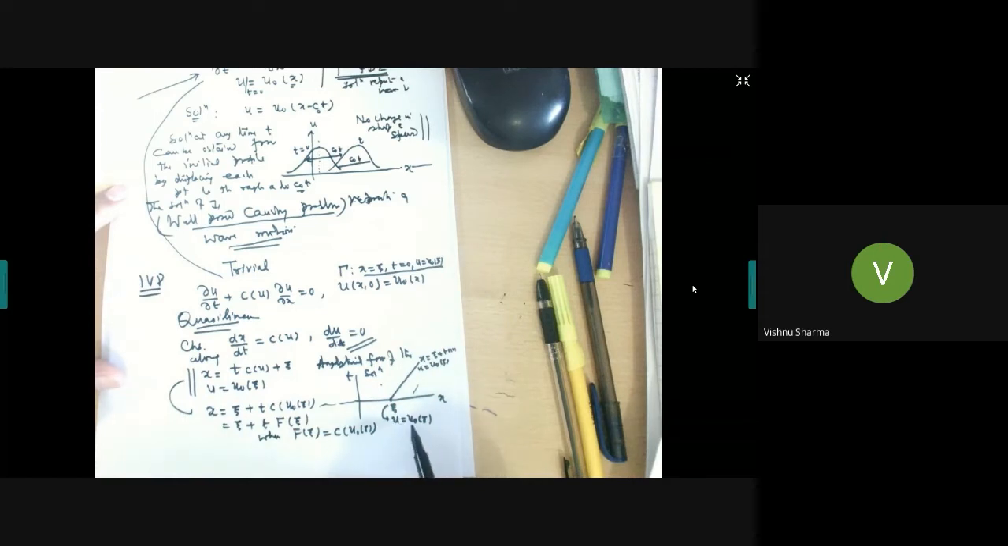Whatever the information is, characteristics, they are the wavelets, right? They are the moving wavelets, along which the information gets carried. Along which you get the same information which is available here at t equal to 0. They are the moving wavelets, and the behavior of the solution along these characteristics is that u remains constant. Is it all right? Hello?